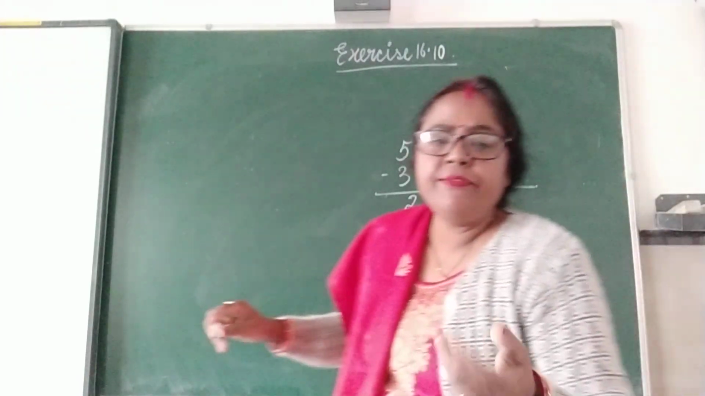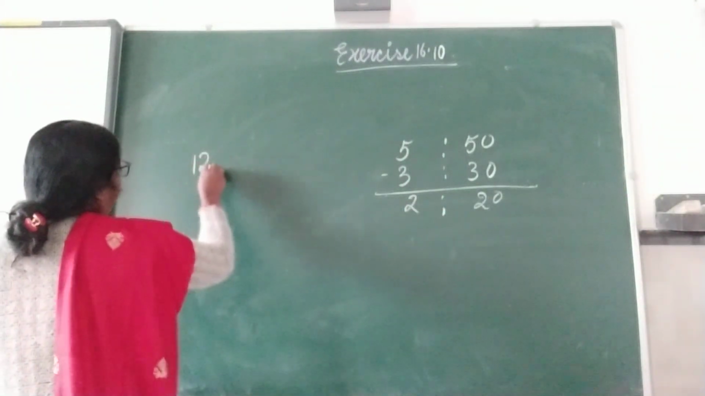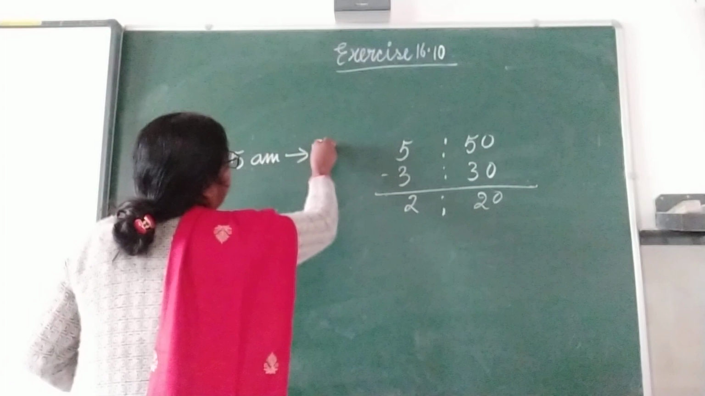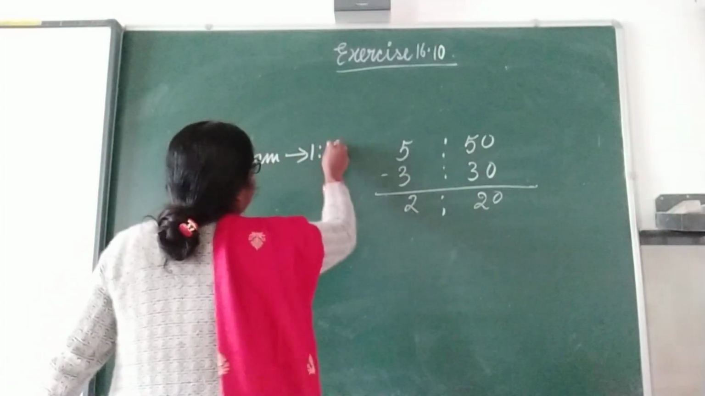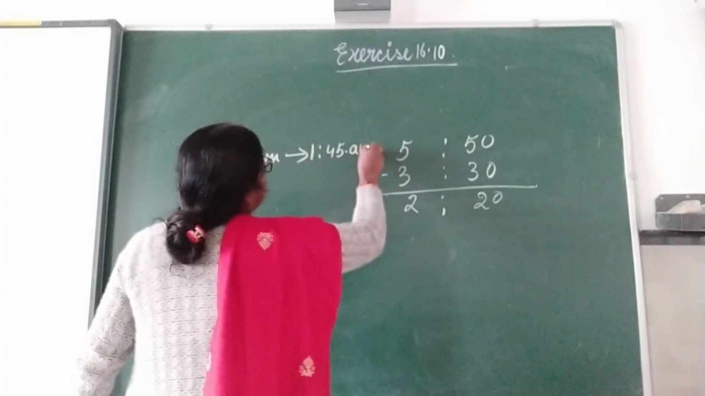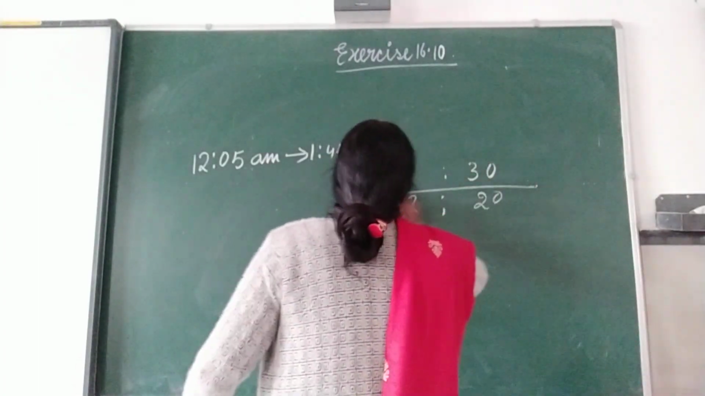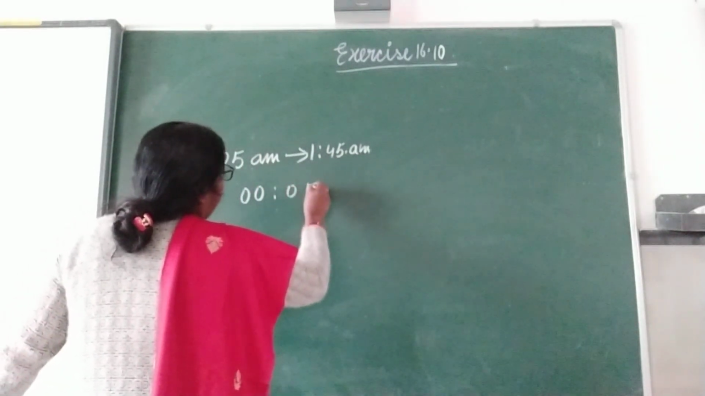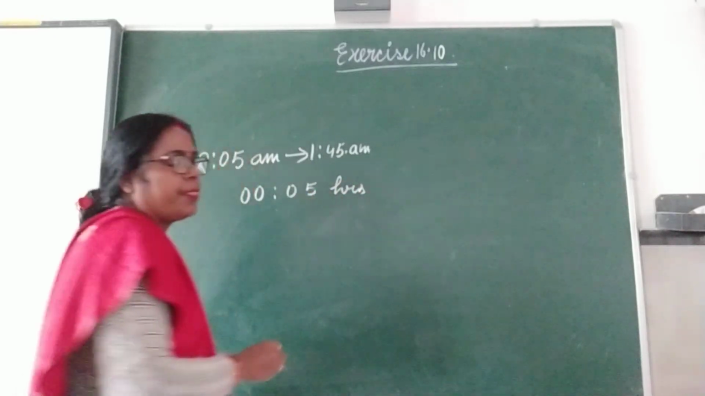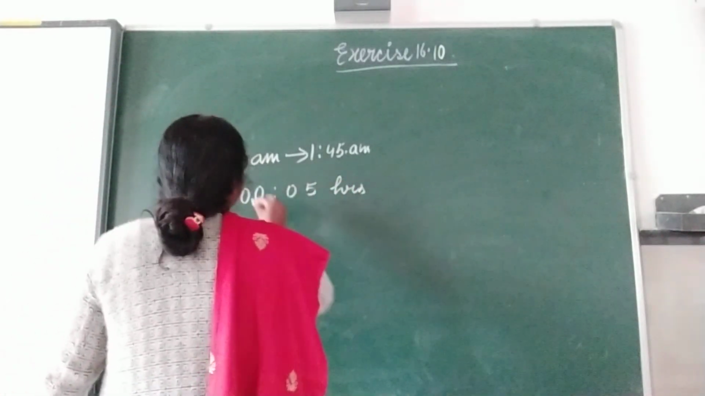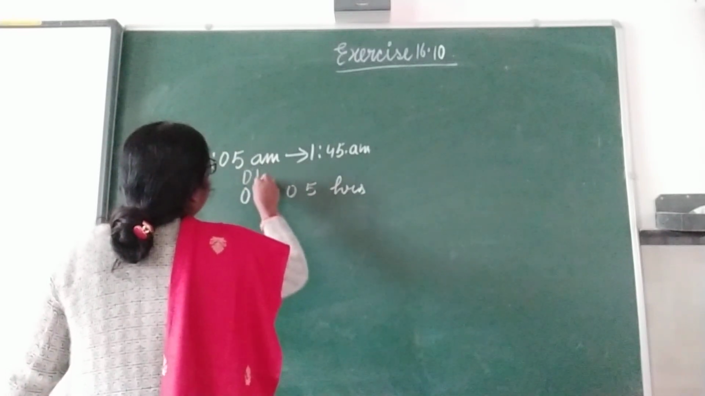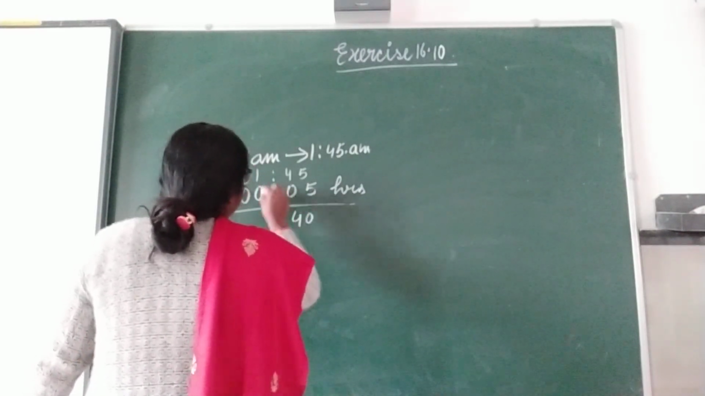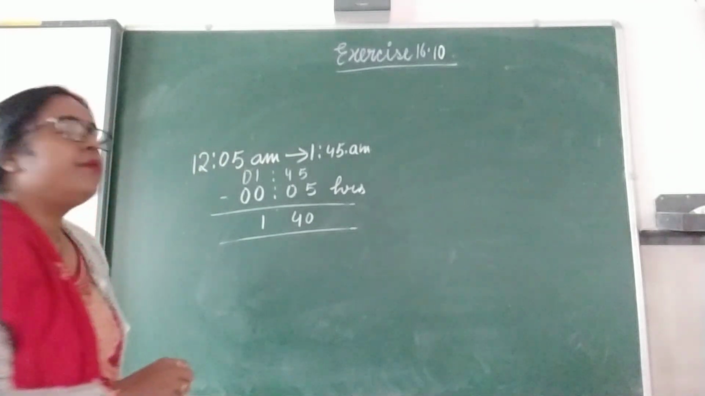Another question is to calculate from 12:05 AM to 1:45 AM. In this question, if it is 12:05 AM, it means it is 00:05 hours. And this is 1:45, so 1:45 minus 0:05, we subtract and it will be 40 minutes and 1 hour. So 1 hour 40 minutes.